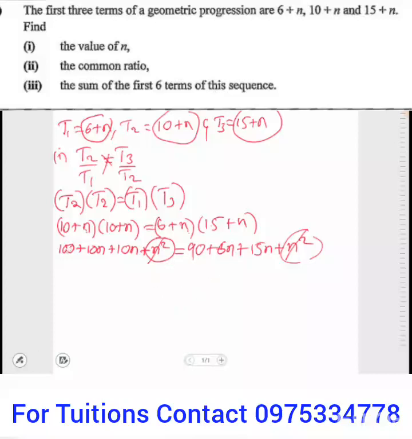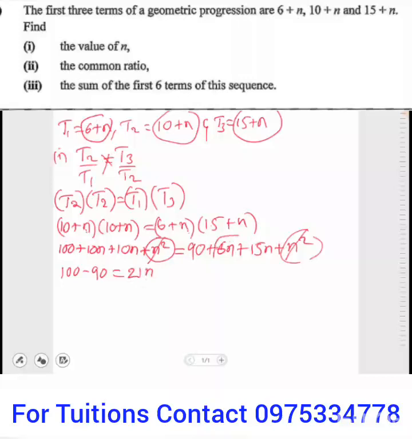What are we going to remain with? This side, we have 100. Then this 90 will come to this side, so it will be negative 90, is equal to, here we have 6n plus 15n. What is 6 plus 15? That's going to be 21. So it is going to be 21n, like that.